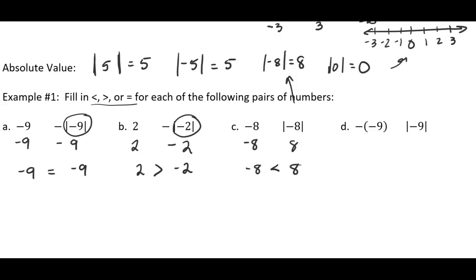Now on this last one, D, notice that we have parentheses. Those are not the same as absolute values, so we don't want to get those confused. But this would be read on the left, the opposite of negative 9. Now if I say it out loud, it might make sense. What's the opposite of negative 9? Positive 9. On the right, we have absolute value of negative 9. Well, what's the absolute value of negative 9? It's 9. And those are going to be equal to each other. So you have 9 on the left and 9 on the right, so 9 equals 9. And that does it for that.